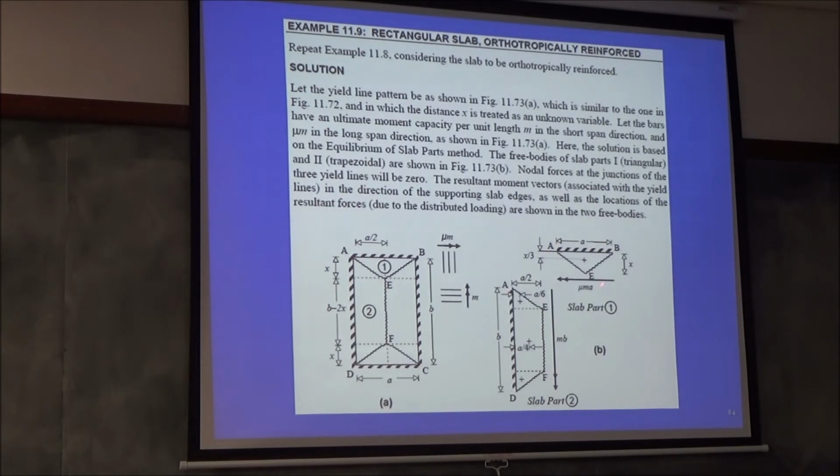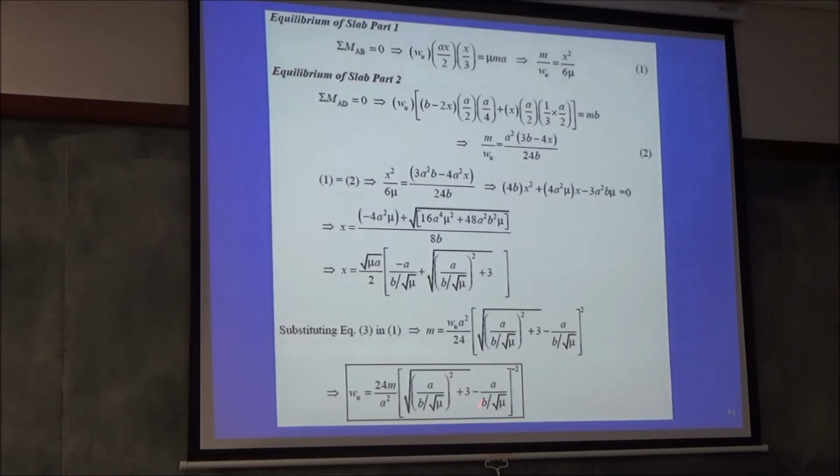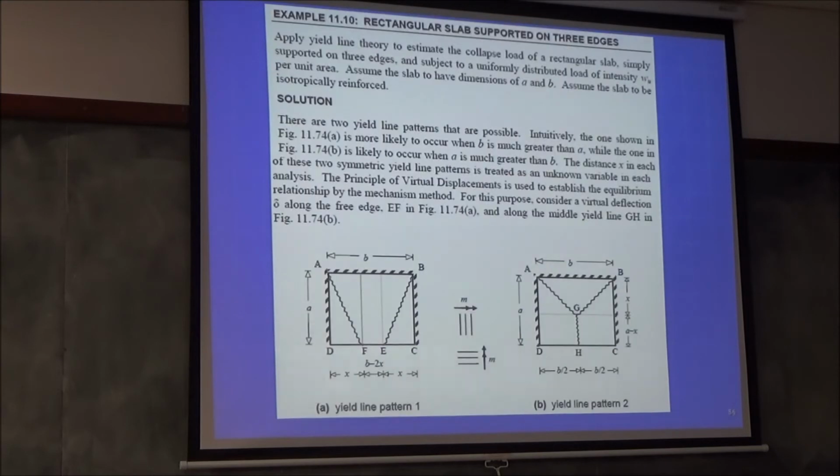And here by equilibrium of slab parts method, you can solve this, you get another equation. But now the only difference between that equation and this equation, you've got a square root of mu term coming in between. If you put mu equal to 1, you will get back the old equation. Got it? So you know how to do square slab, you know how to do rectangular slab. Got it? And this you will need in practice. And the code coefficients are actually taken from here.